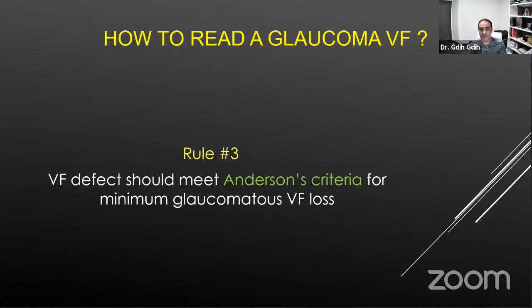Okay, rule number 3: the visual field defect should meet the Anderson criteria for minimum glaucomatous visual field loss. When we say minimal glaucomatous visual field loss, you can have more than that, but this is the minimum to call this glaucomatous. And I want everyone to understand that if you don't have a glaucomatous visual field, it does not mean that you don't have glaucoma. There is something called pre-perimetric glaucoma, where a person has glaucoma but has not lost their field yet.